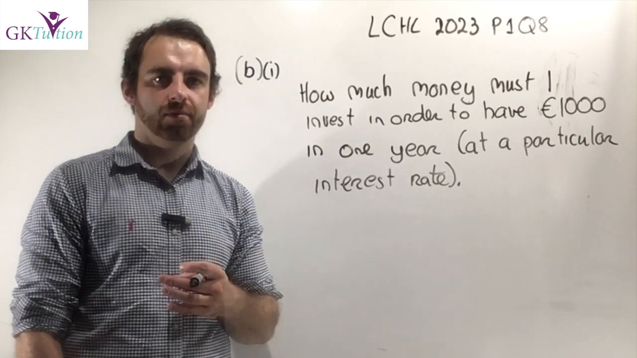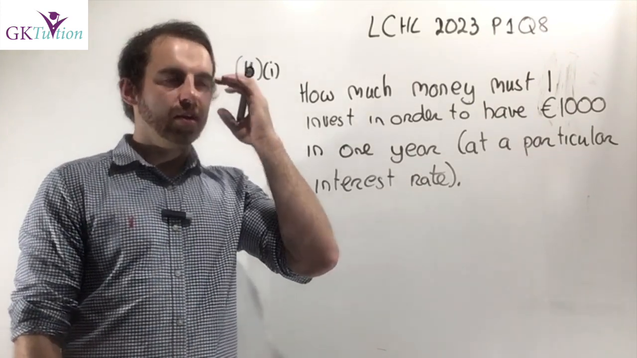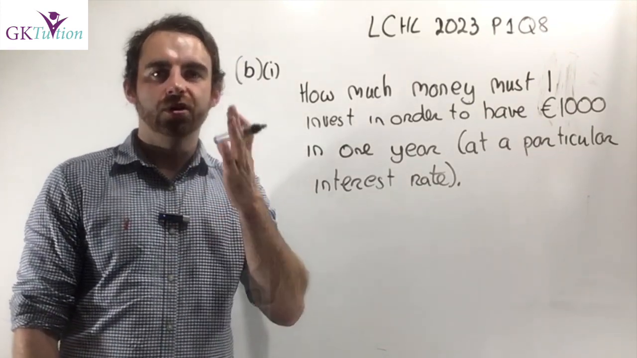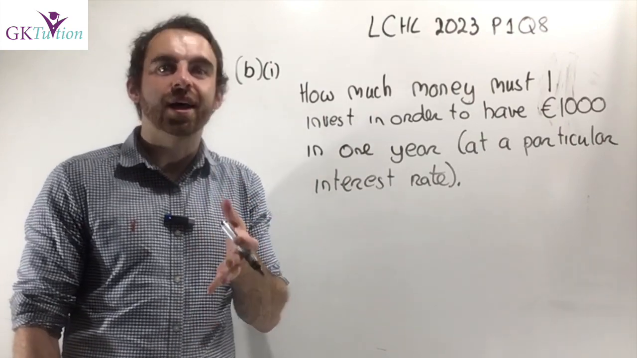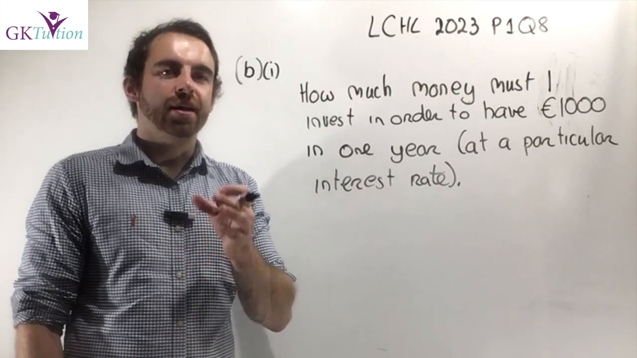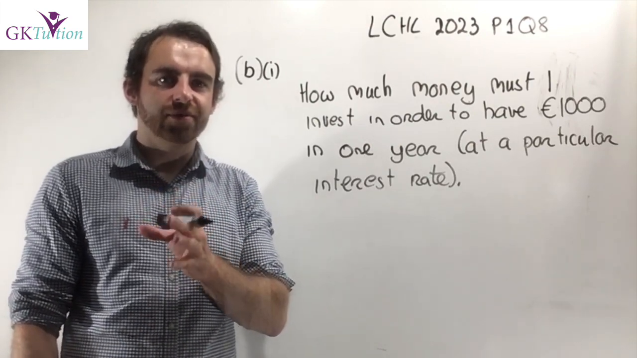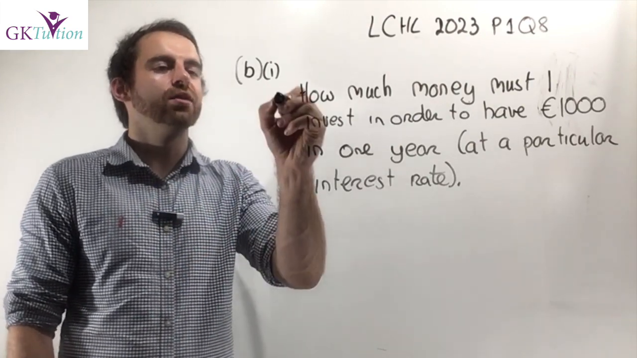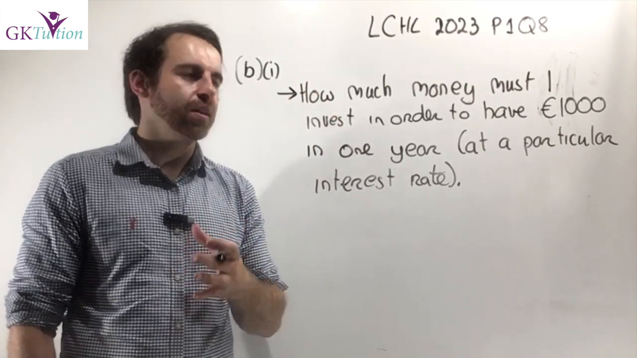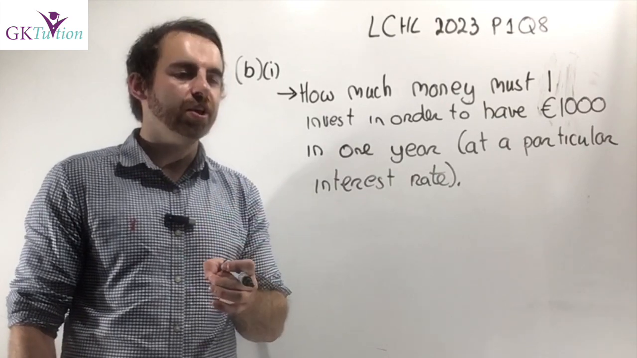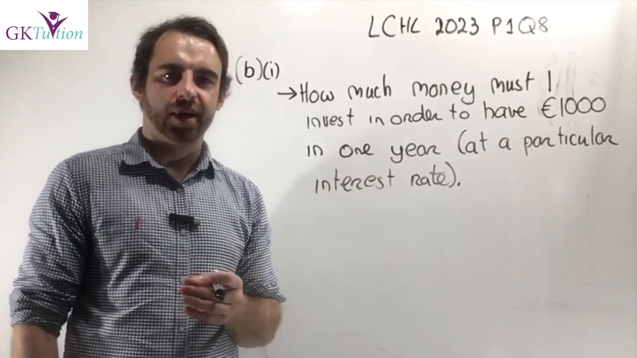In B part 1, we're asked to explain what the present value of a future payment of €1,000 in 1 year's time is. In other words, if I told you that I'm going to give you €1,000 in a year, what is that worth to you today? It's not worth €1,000 because you have to consider interest. So the way to describe what it means is this. How much money must I invest in order to have €1,000 in 1 year at whatever interest rate is relevant?